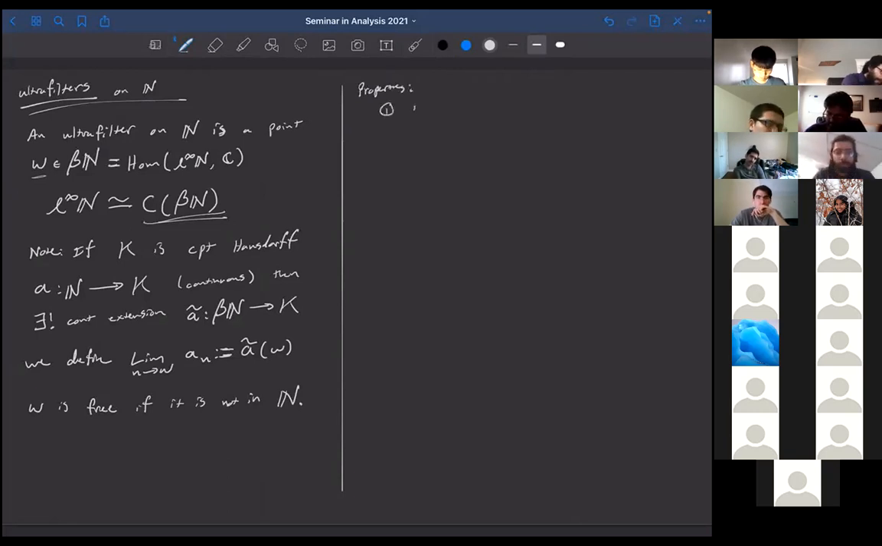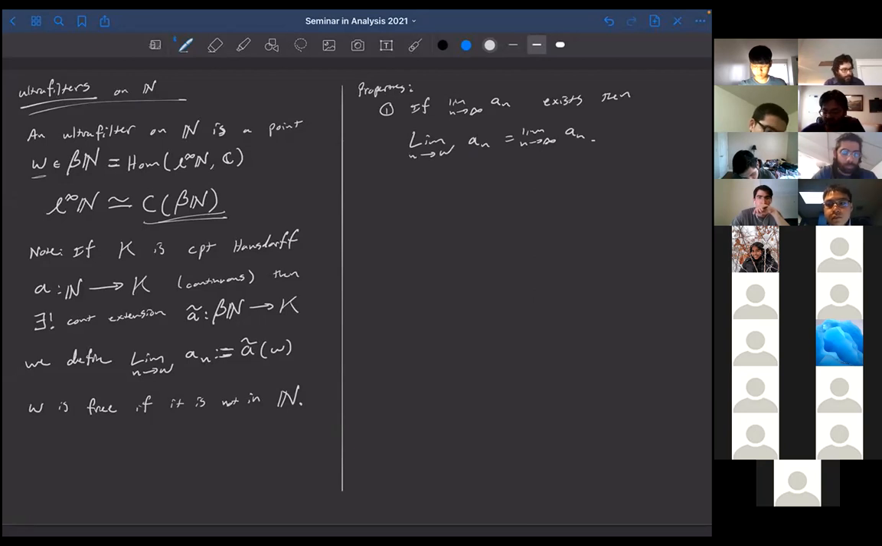So some properties. One is that if the limit as n tends to infinity of a_n exists, then this is equal to the usual limit. All right, so the limit along the ultrafilter is just equal to the usual limit if the limit exists. But the advantage of the ultrafilter is that the limit along the ultrafilter always exists. Indeed, how we define it, it always exists. So it's some way to generalize this notion of limit so that it always exists as long as the function maps into a compact space. So that's one nice property. And then, of course, it's also linear and multiplicative.